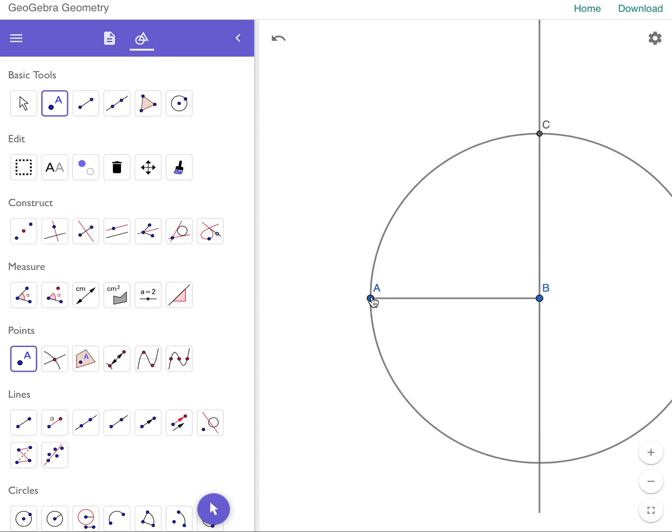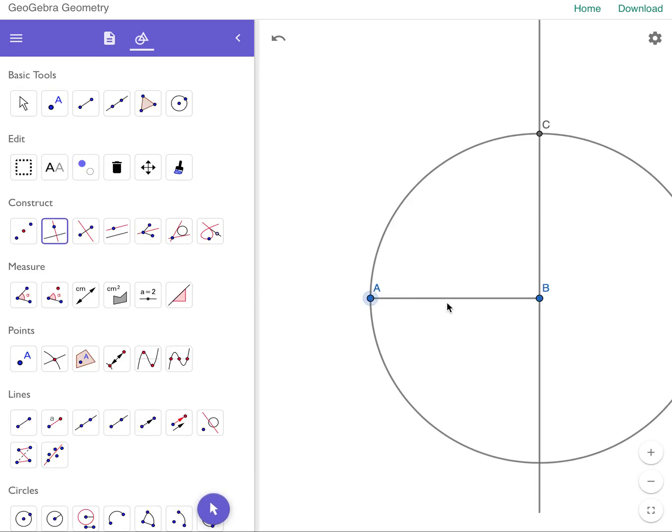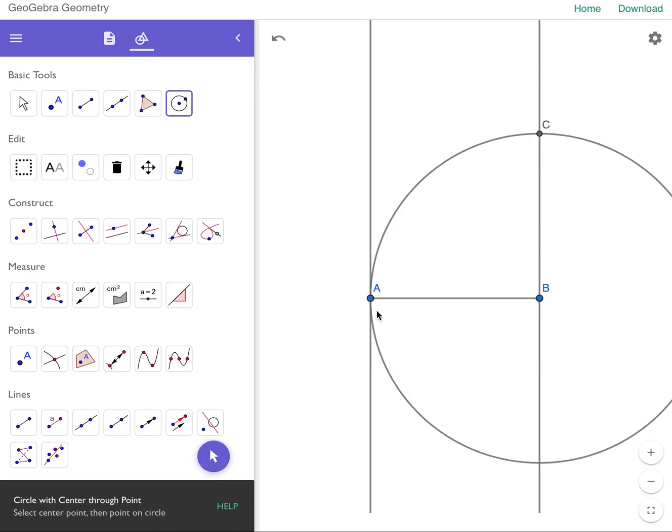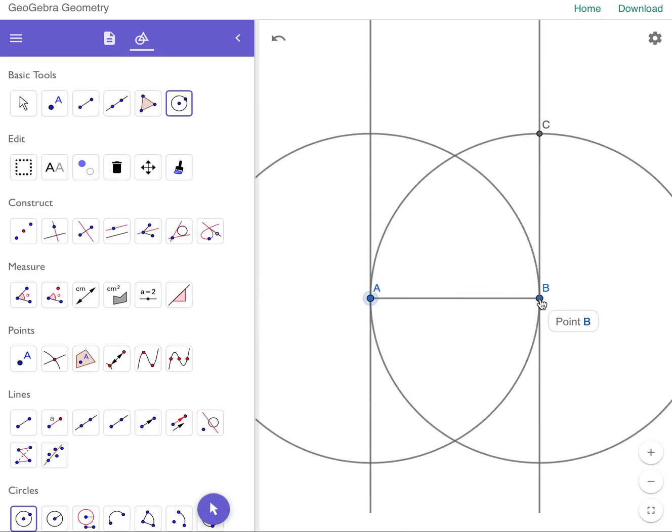Next thing I'm going to do is I need to create a perpendicular here. Notice it doesn't really matter what order the circle and the perpendicular go in, because either order they're going to end up in the same place. So this time I'm going to do my perpendicular through point A, perpendicular to AB, and then I'm going to construct my circle, center at A, and I want it to be a radius AB.